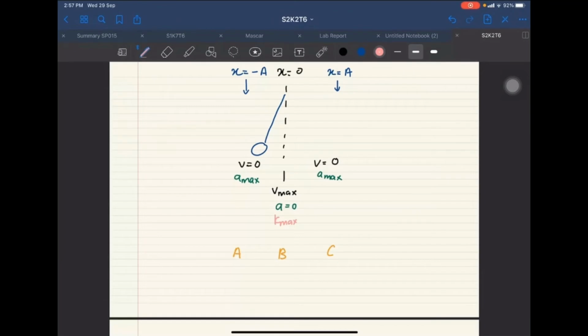Okay, masa bila K minimum? A dengan C kan? Yes, A dengan C. Masa dekat A dengan C ni, K dia berapa? Kosong. Yes. Okay, this one is about kinetic energy.